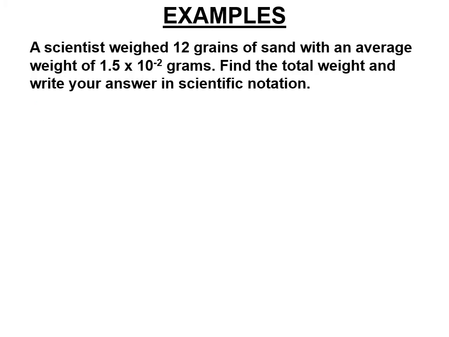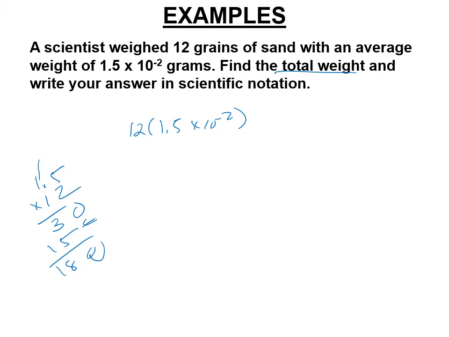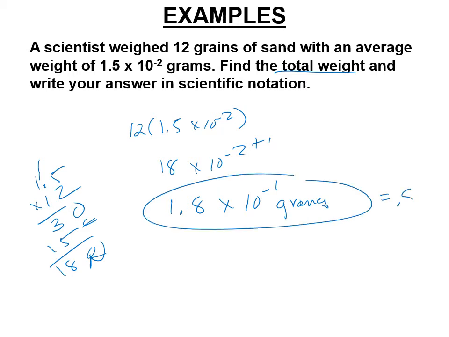A scientist weighed 12 grams of sand with an average weight of 1.5 times 10 to the negative second. Find the total weight. The total weight is 12 times 1.5 times 10 to the negative second. So 1.5 times 12, and we move it over. So we get 18 times 10 to the negative second. Not allowed. 1.8. We got to add 1, times 10 to the negative first grams, which is also 0.18 grams, right? Negative 1, you would just move it over once.